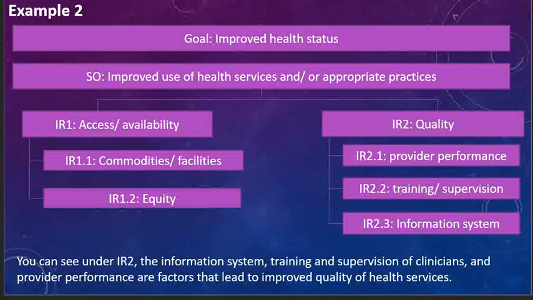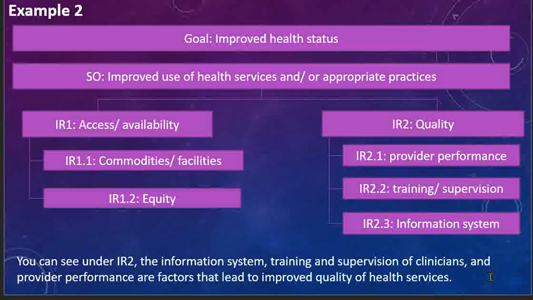And for us to get these improved health services, we want to increase accessibility, and also we want to increase quality of our services. Under increasing the accessibility, we have commodities and facilities, and equity of access to these health services. Under quality, we have an information system, training and supervision of clinicians, and provider performance assessment for the quality of health services to be improved.